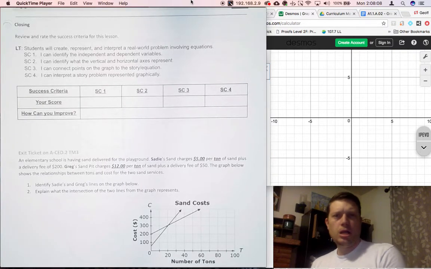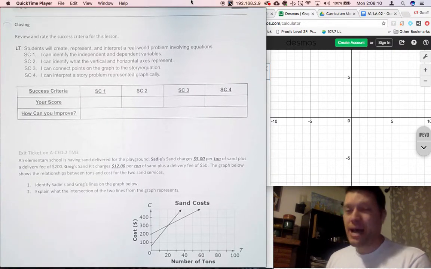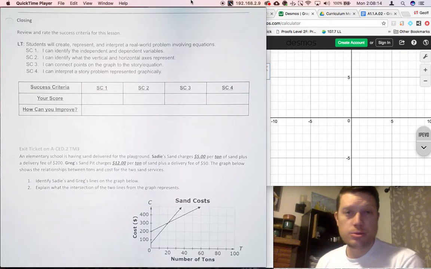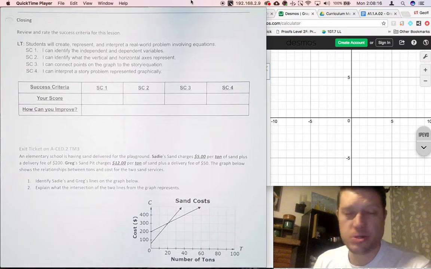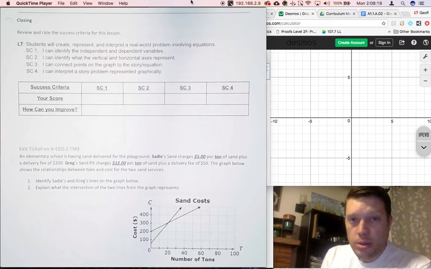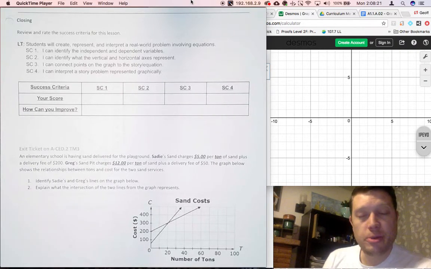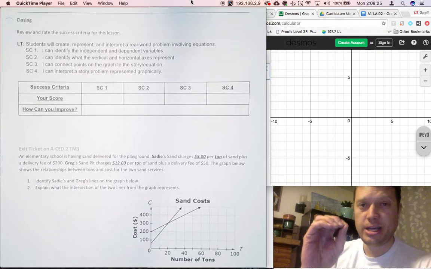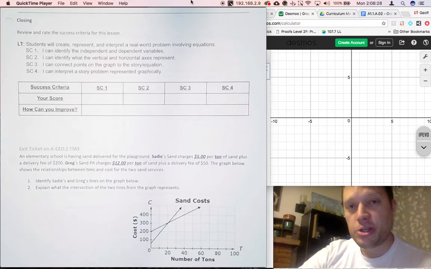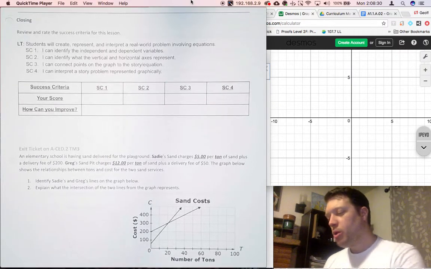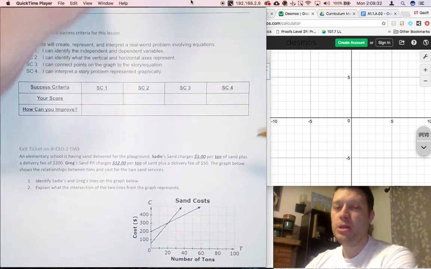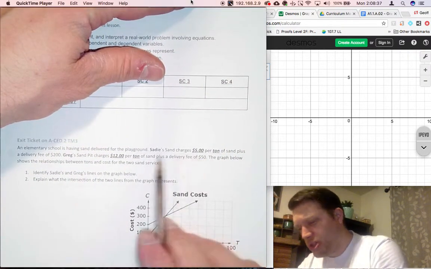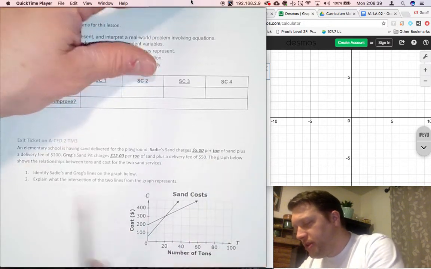All right. Talking about the exit ticket, this is absolutely a question that we like to use in our department to, one, align your responses with the Smarter Balanced, and then two, talk about how it tells us information about things that are graphed. I'm going to make sure that I remind you about identifying key features. And one of the key features comes from, I think, lesson 1, where we look for the delivery fee. The delivery fee is the initial value. And so Sadie charges $5 per ton, plus a delivery fee of $200.